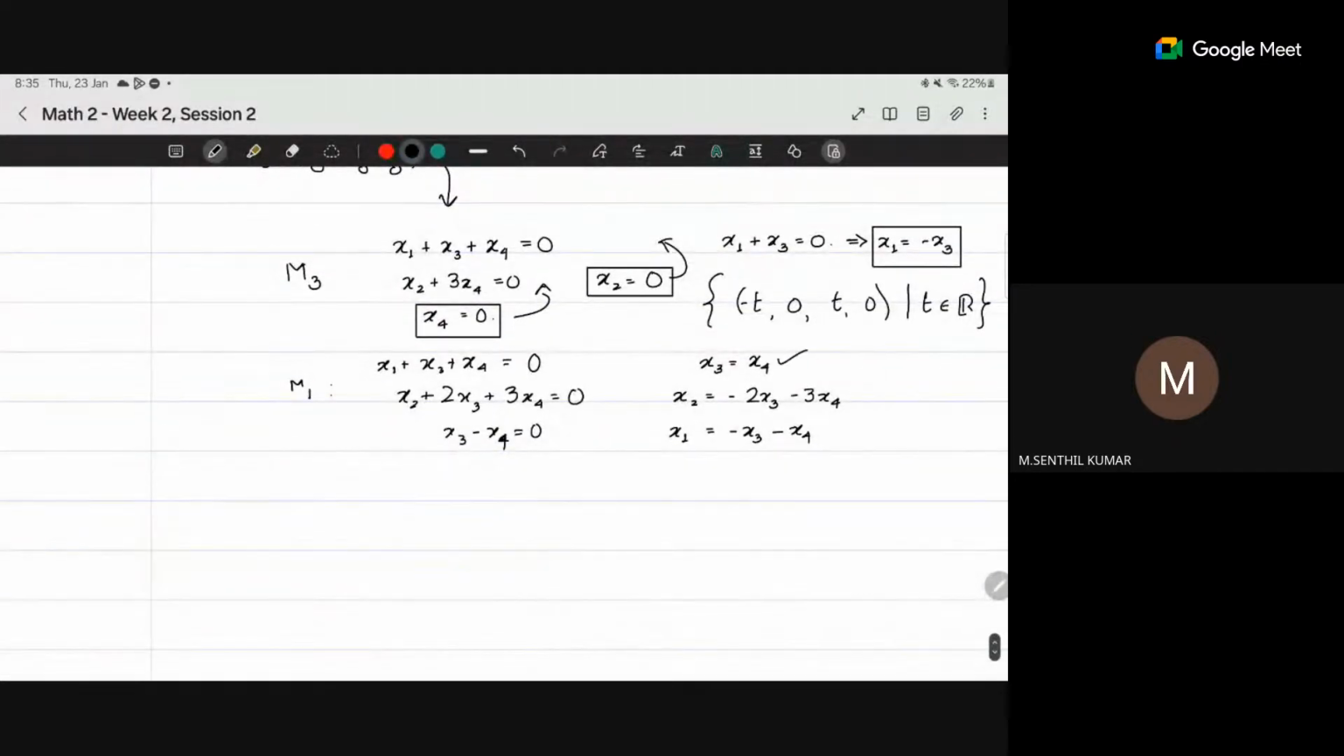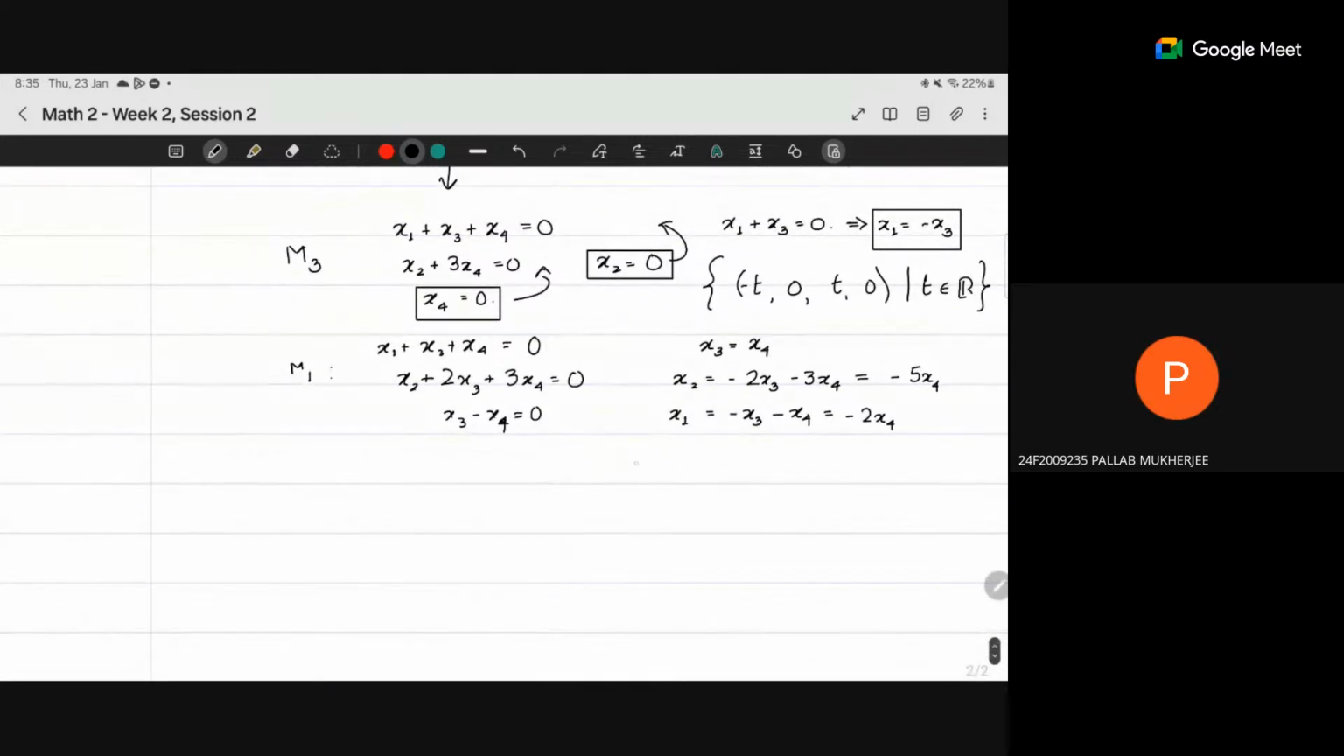Now, as soon as I have x3 is equal to x4, I can substitute that over here and get minus 5x4, because x3 is x4. So you'll get minus 2x4 minus 3x4, which is minus 5x4. And minus x3 minus x4 will become just minus 2x4. Is this clear? Yes, sir.